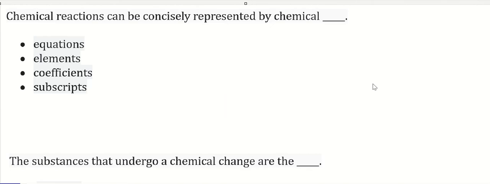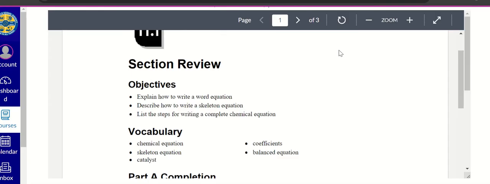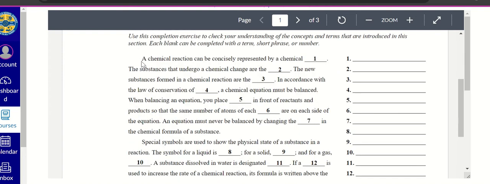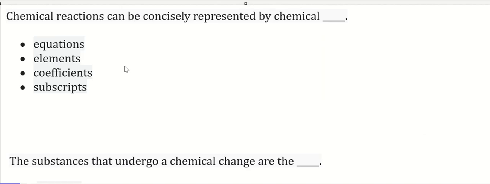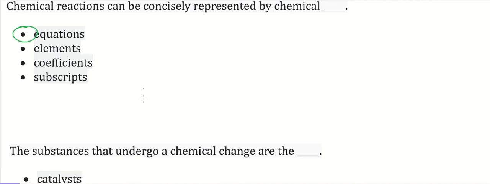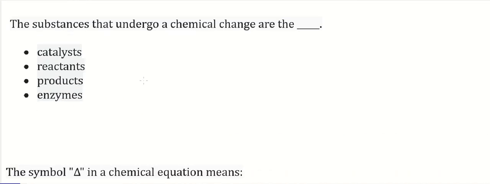All right, so let's go back here. Chemical reactions can be concisely represented by. So there it is, the first sentence. It's just copied and pasted from your worksheet. All right, and so the answer is at the end of the worksheet. Chemical reactions can be concisely represented by chemical equations. Hopefully nobody got that wrong, because that's what we've been doing for quite some time here. Chemical reactions written as chemical equations.